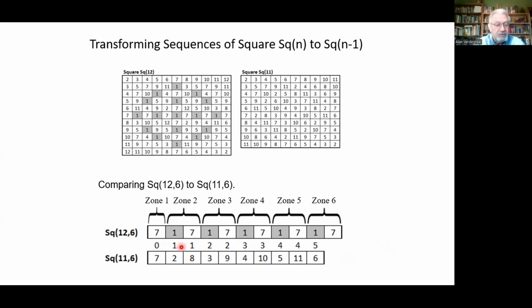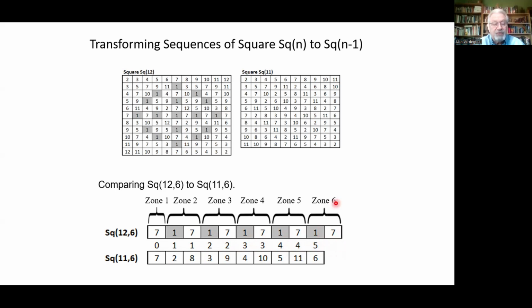Now, for zone 2, we have a 1, and the difference between the two is a 1. So it looks like we're adding 1 to 1 to get 2. And in this case, 1 to 7 gives us 8. Now we go to the next zone. It looks like the difference is 2. 2 plus 1 is 3. 2 plus 7 is 9. Zone 4, 3 plus 1 is 4. 3 plus 7 is 10. Zone 5, 4 plus 1 is 5. 4 plus 7 is 11. And the final one, 5 plus 1 is 6.